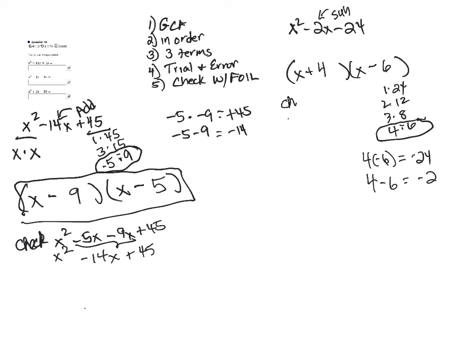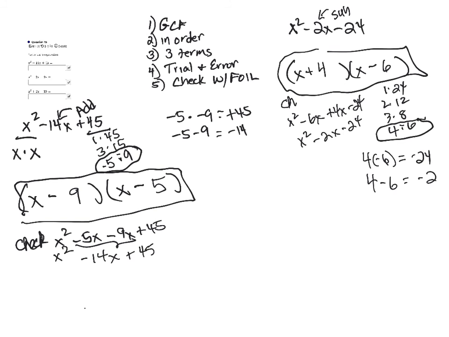X times x is x squared. X times negative 6 is negative 6x. 4 times x is plus 4x, and 4 times negative 6 is negative 24. So that gives us x squared minus 2x minus 24. So it checks. This, though, is the answer. The check is not the answer.